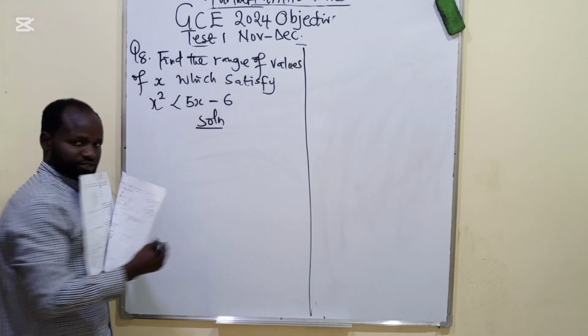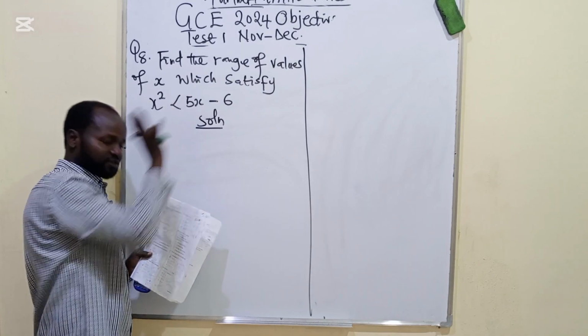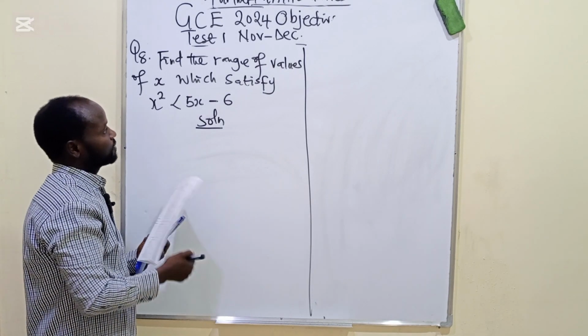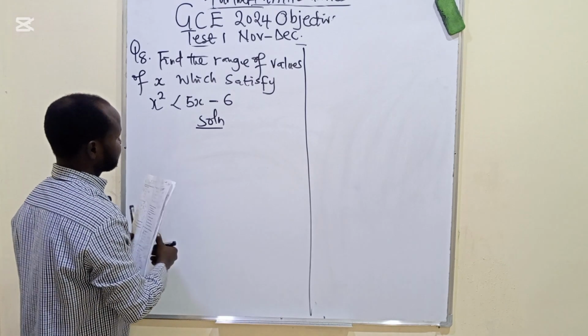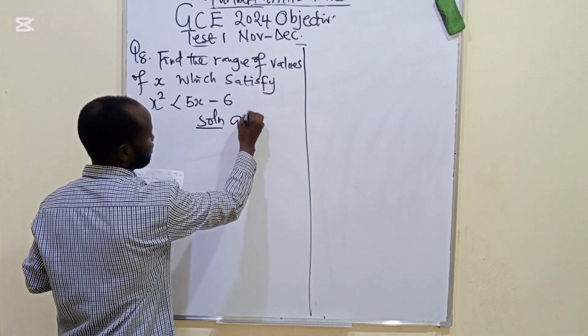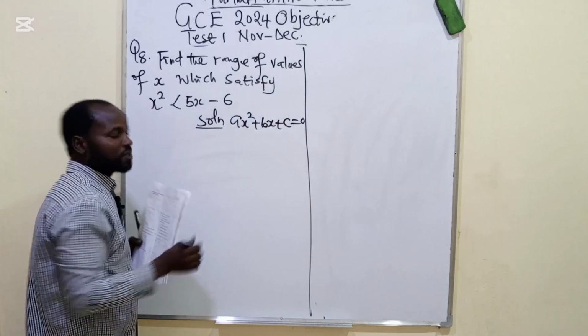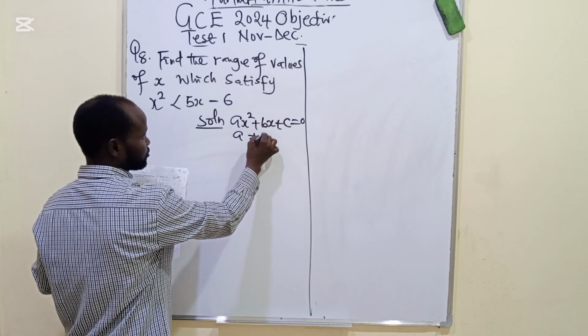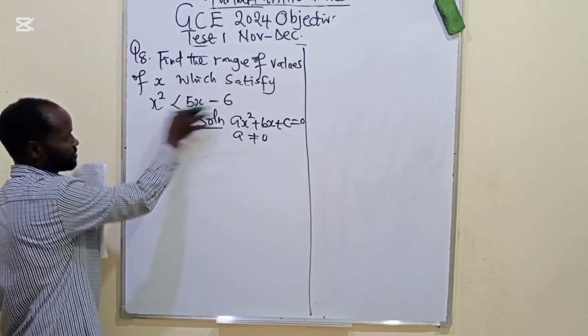This looks like a quadratic equation. The only difference is the inequality sign. So we use the same procedure. The only thing is the final answer will not be the same. Let's rearrange this because a quadratic equation is of the form ax squared plus bx plus c equals to 0, given that a will not be equals to 0, otherwise it will be linear. Very important.